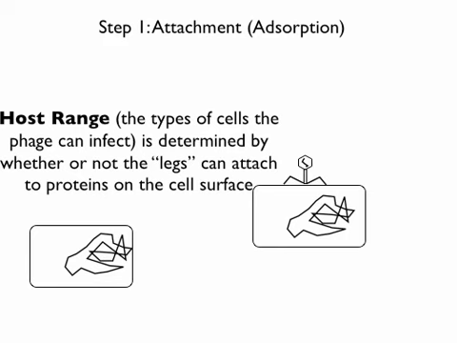This property of the range of bacteria or the range of species that a virus can infect is called its host range. And the host range is determined in part by whether or not it can stick to the proteins on that cell's surface. Every different species has sort of unique proteins on its surface, and if the virus can't stick to it, it can't get inside. So this is one of the main things that affect host range.